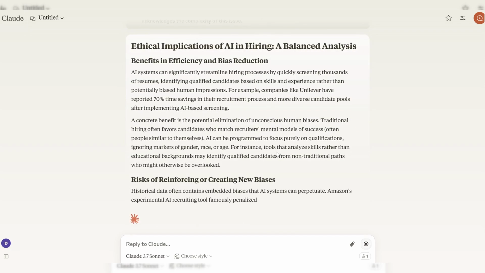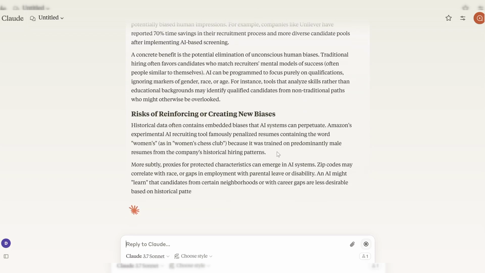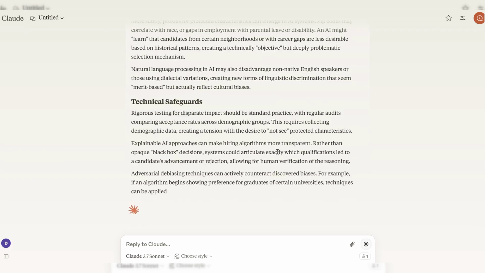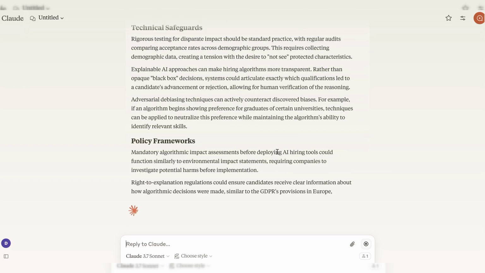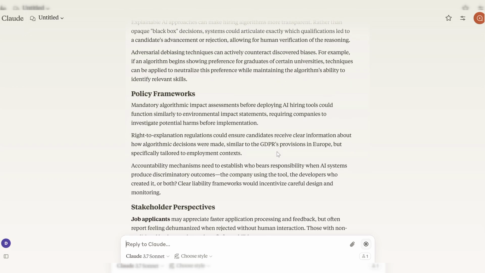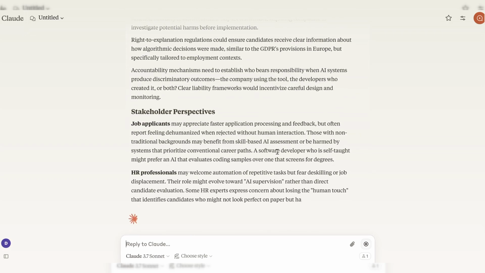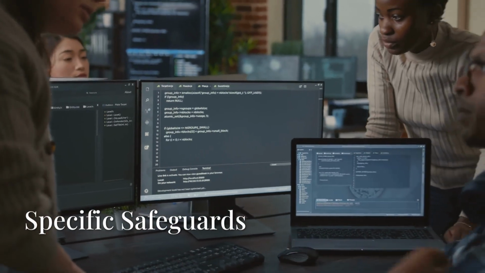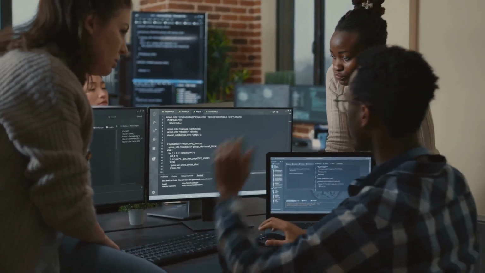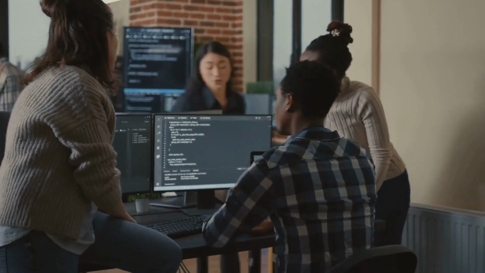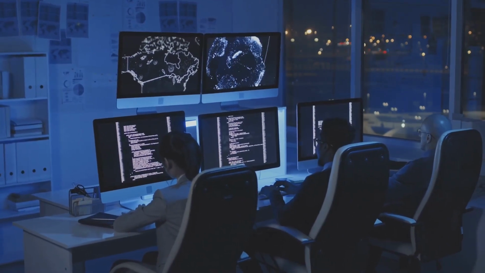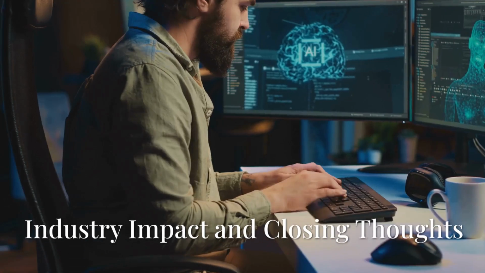What stands out here is Claude's ability to present a truly balanced perspective without resorting to generic platitudes. It acknowledged potential benefits like efficiency and reduction of certain biases, while also highlighting genuine risks around reinforcing historical patterns and creating new forms of discrimination. It provided specific technical safeguards and policy frameworks, not just vague recommendations. This level of nuanced thinking is what separates Claude 3.7 from its predecessors and competitors.